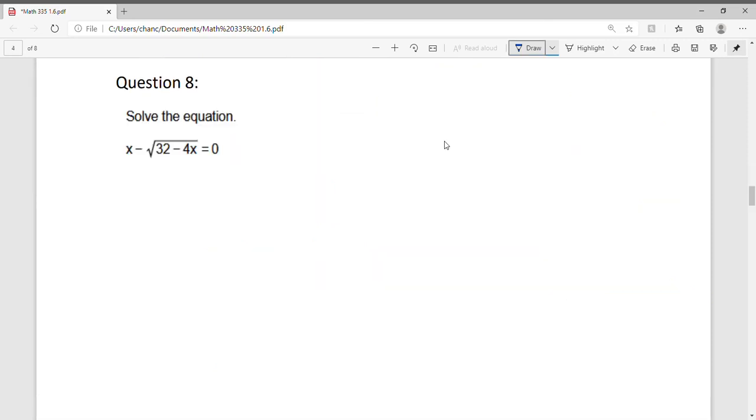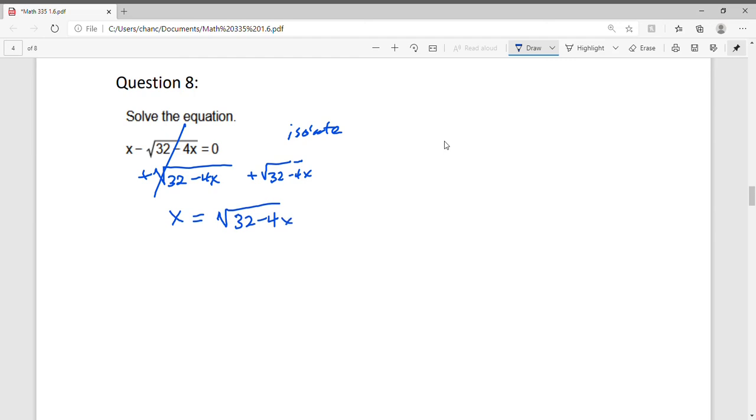Question number 8. Let's solve the equation. First thing I want to do is isolate that radical, and then we can solve for it. So let's add the square root of 32 minus 4x to both sides. This would cancel out, and I get x equals the square root of 32 minus 4x.